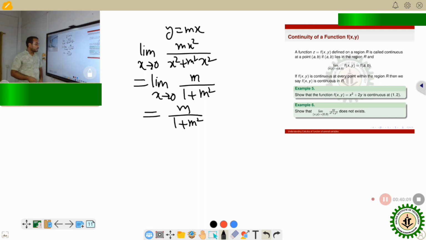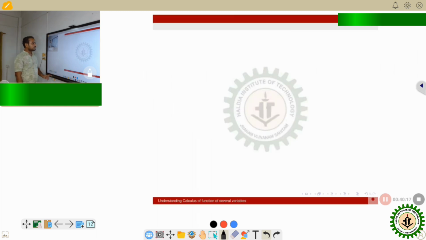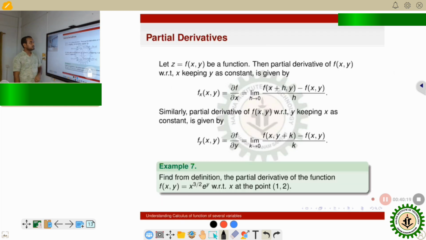So you cannot talk about the continuity of this function xy by x square plus y square at the fixed point 0, 0, or simply you can say that it does not exist. Now we can talk about the partial derivative of the function. So the first mathematical notion we have approached for functions of two variables is limit. Next, in the broader sense, we approached continuity, and now we have to calculate the partial derivative.